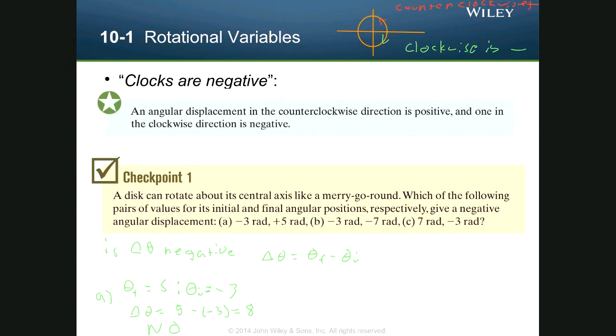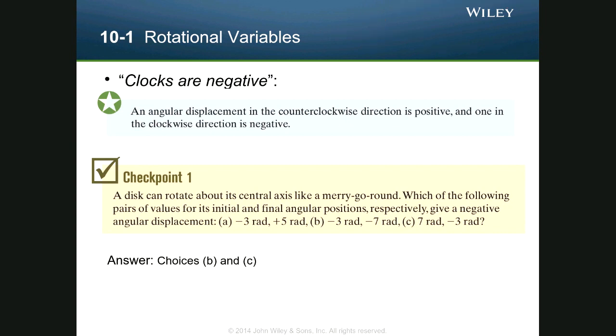So for C, again, delta theta equals theta final, so we're going to call this C, minus theta initial. So theta final is going to be minus 3 radians minus 7, right? That's the initial. And that's going to be equal to minus 10. Okay? And so we have minus, so it's yes. And I'll leave B as an exercise to the student.